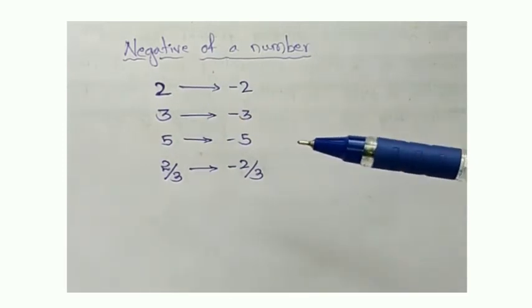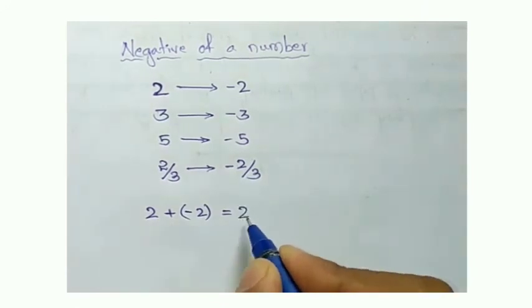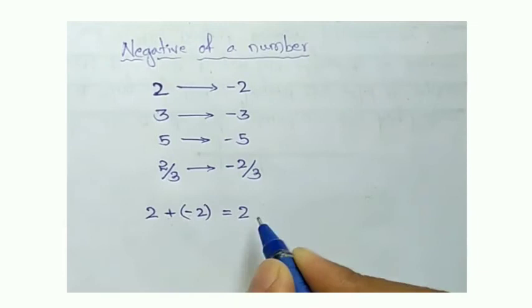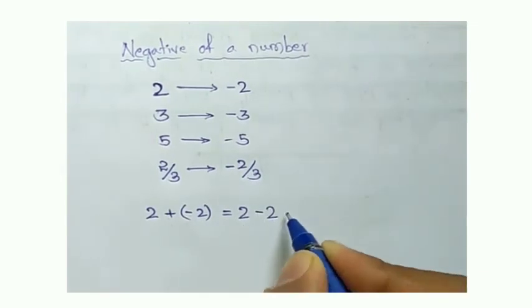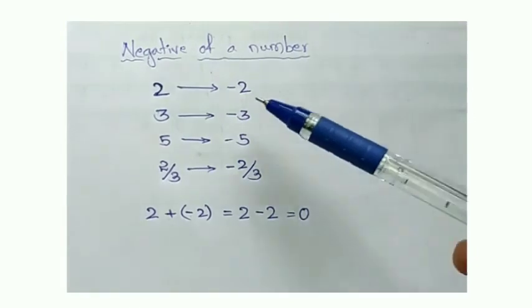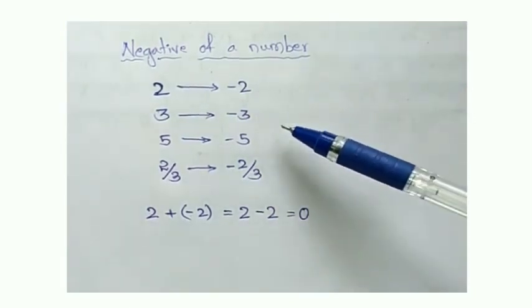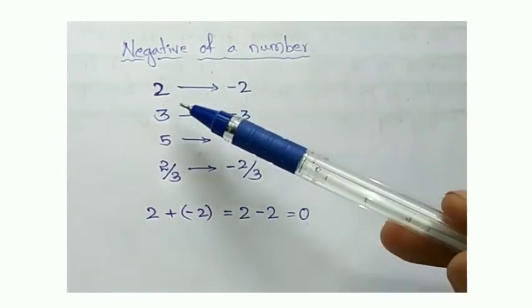Let's take one sum here, 2 plus of minus 2. What will we get here? Plus into minus is minus, so 2 minus 2 we will get 0. That's why we can say these negative numbers are the additive inverse of the earlier numbers.